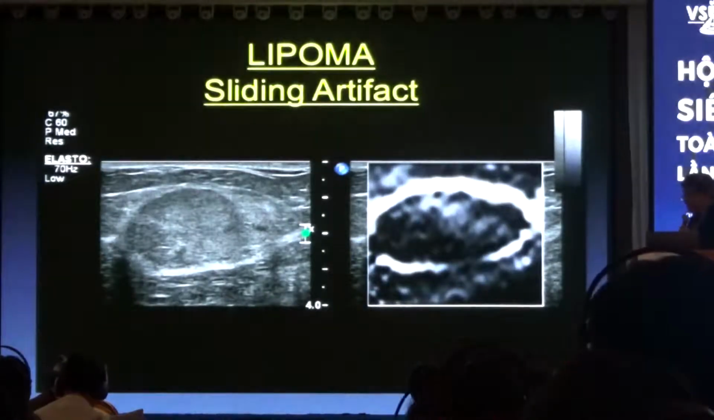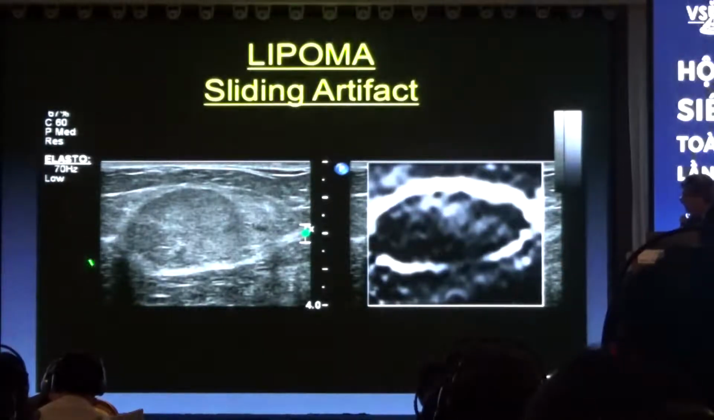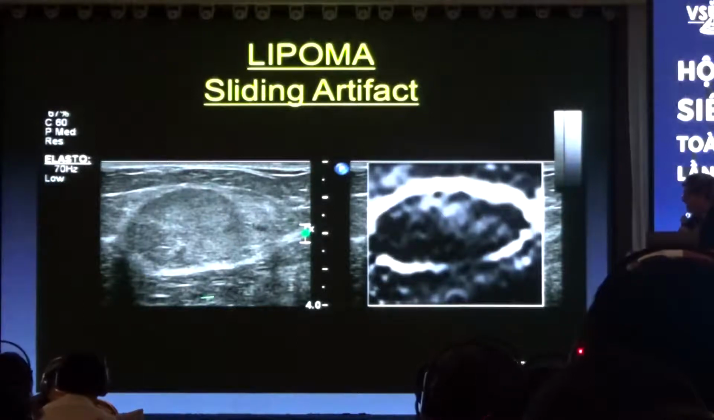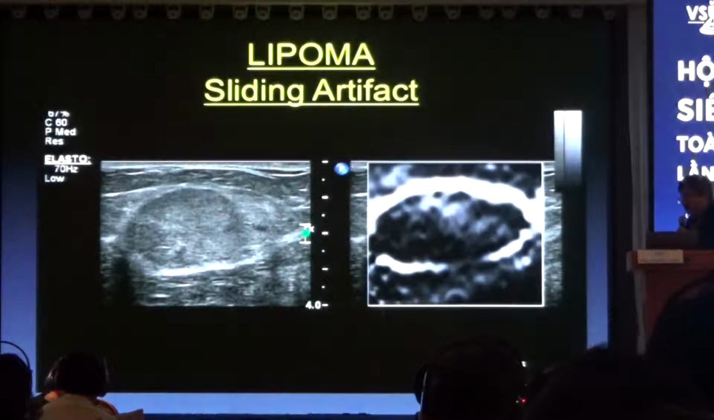So I show this because this is two artifacts in one. When we look at this, remember I told you want to have a big field of view and have multiple tissues in strain because you're always comparing different tissues. This is a lipoma surrounded by fat, so there's really only one stiffness value, so you're always going to get a bad image.